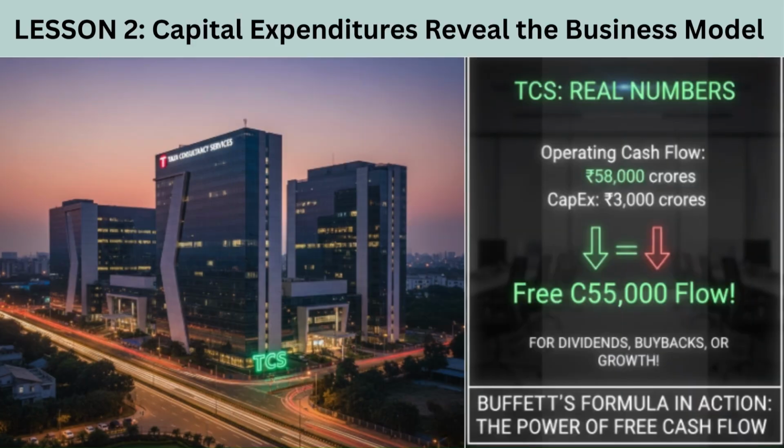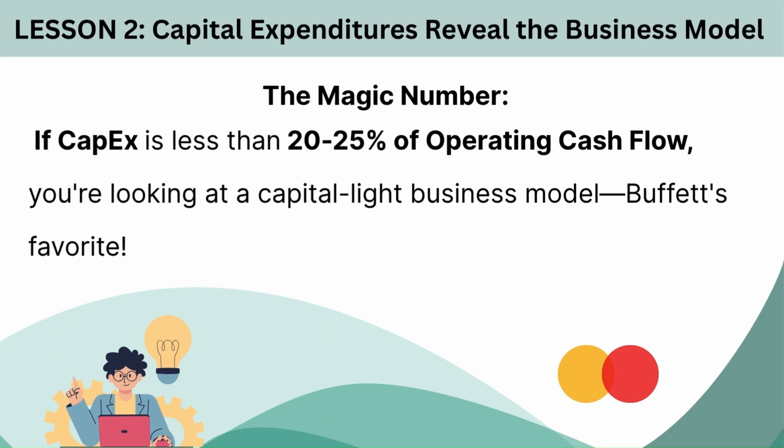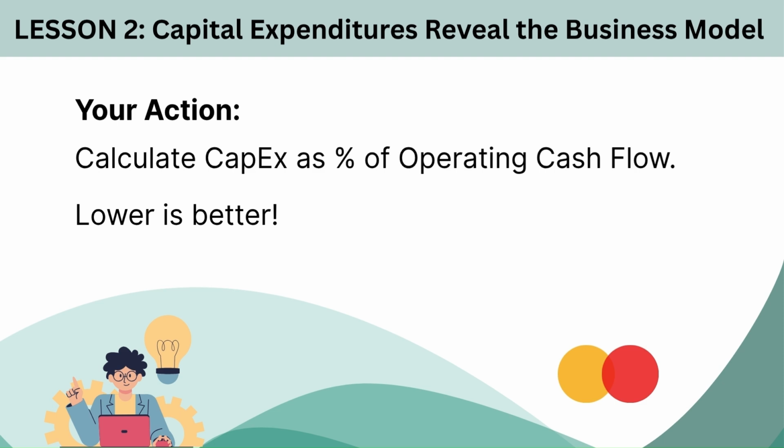Now, let's look at the real numbers of TCS, for example. Operating cash flow: 58,000 Indian rupees crores, CapEx 3,000 crores. Free cash flow: 55,000 crores. That's 55,000 crores they can use for dividends, buybacks, or growth. The magic number: if CapEx is less than 20 to 25% of operating cash flow, you're looking at a capital-light business model, Buffett's favorite. Your action: calculate CapEx as percent of operating cash flow.